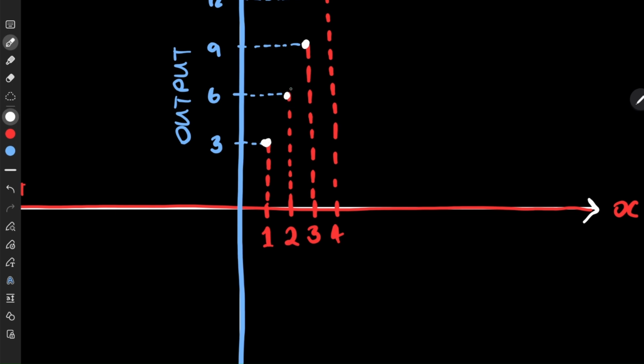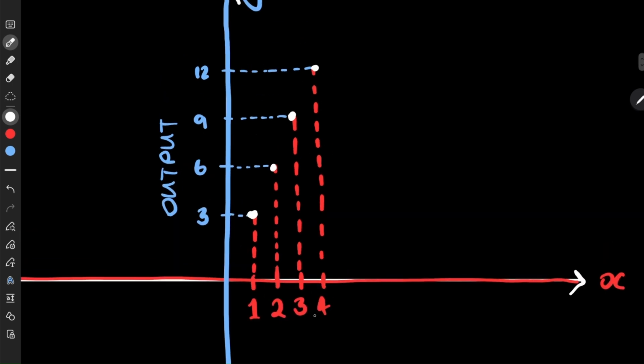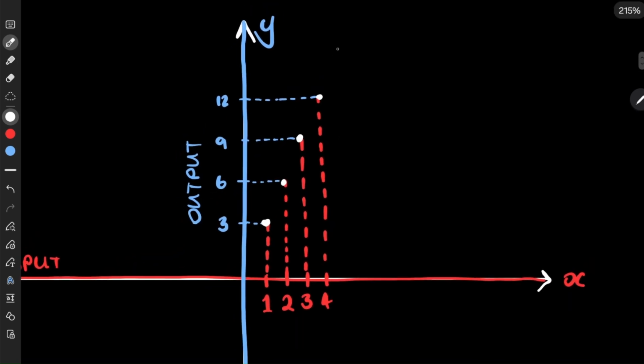2 times 3 is just 6. 3 times 3 is 9, and we put a point there. 4 times 3 is 12, and we get that. What we end up getting is this array of dots, and you can join them.